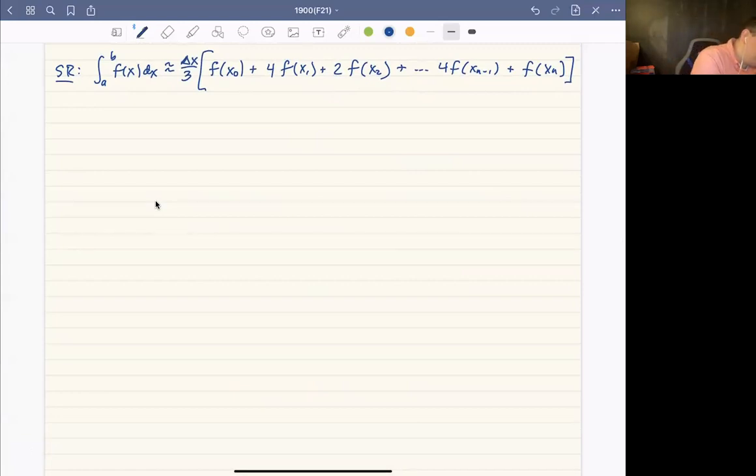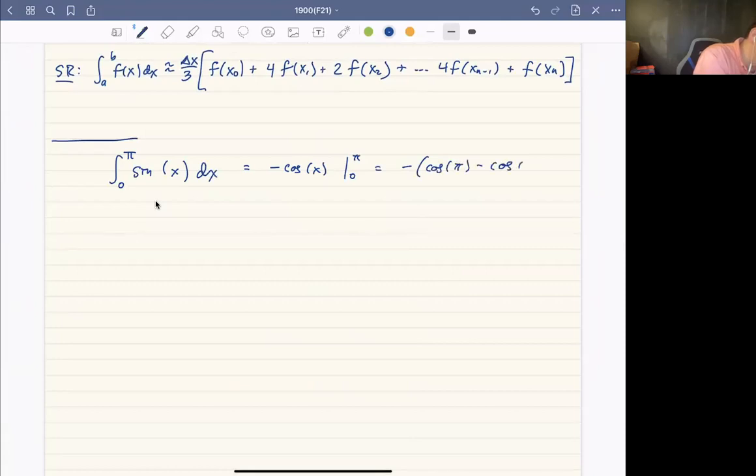What I want to do is let's look at the integral from 0 to pi of sine of x. And this is one that we could evaluate exactly, right? We know that the antiderivative will be negative cosine of x, evaluated from 0 to pi, which is negative quantity cosine of pi minus cosine of 0. There we get negative 1 minus 1. The negative out front makes it a positive 2. So that's perfect. We get a 2 there.